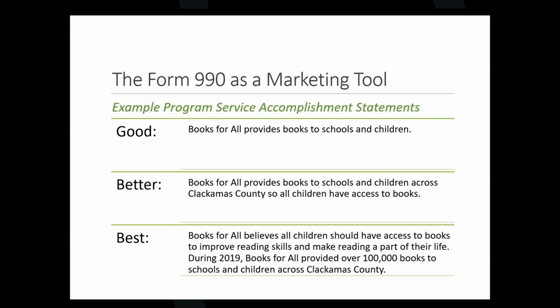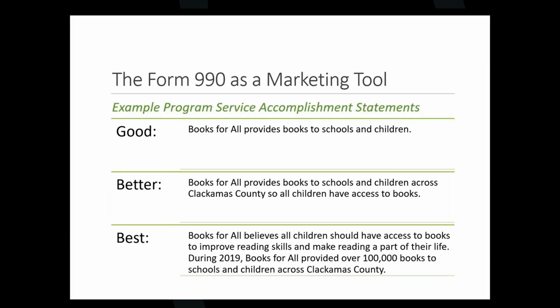Finally, here is the best example. "Books for All believes all children should have access to books to improve reading skills and make reading a part of their life. During 2019, Books for All provided 100,000 books to schools and children across Clackamas County." So this includes the why, quantifiable data, geographical data, and also information specifically for the year of the Form 990.